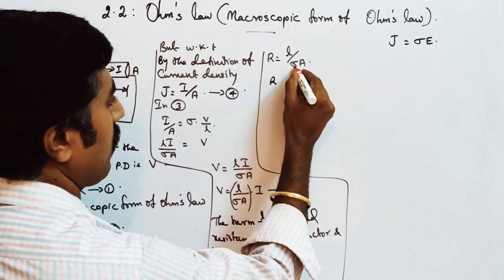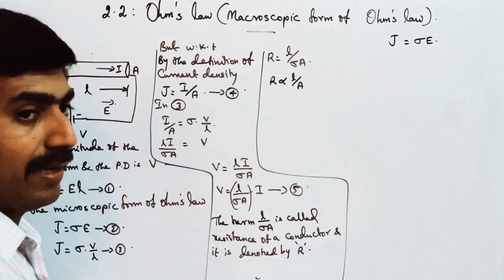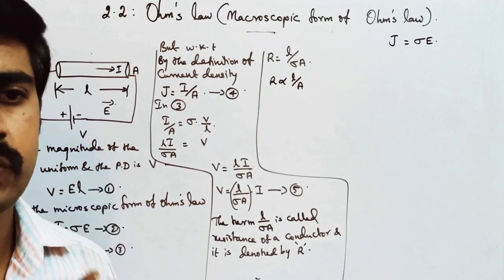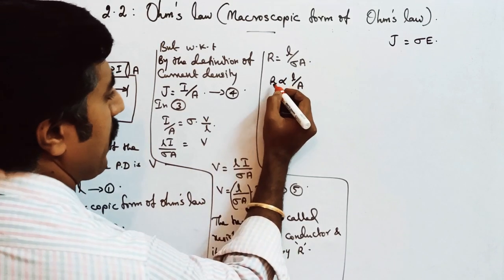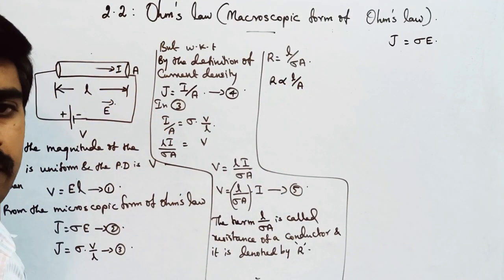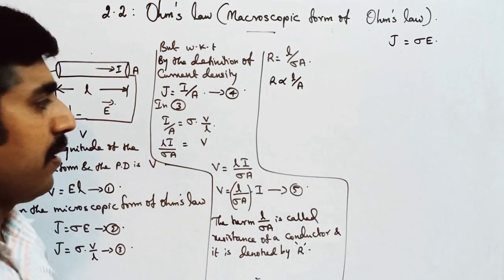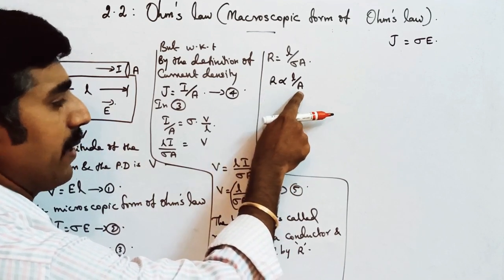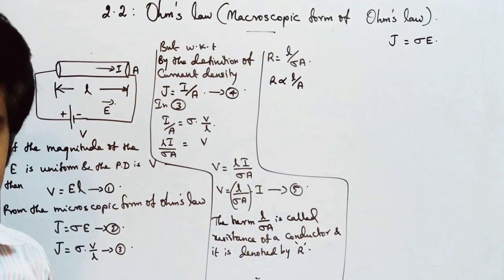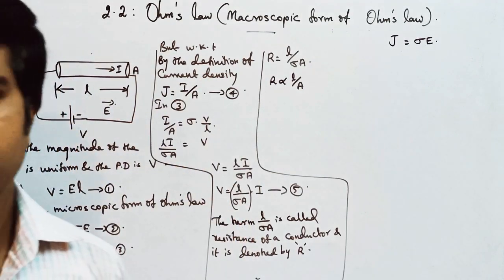If R is equal to something with a constant, we can write it as directly proportional to L and inversely proportional to A. The denominator term is inversely proportional, the numerator term is directly proportional. So the resistance of a conductor is directly proportional to the length of the wire, I mean the conductor, and inversely proportional to the area of cross-section. For example, if the area of cross-section of the conductor increases, the resistance value decreases. But if the length of the wire increases, the resistance also increases.